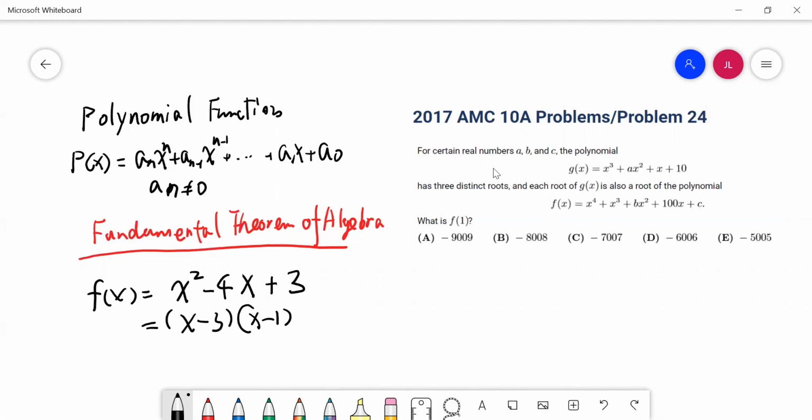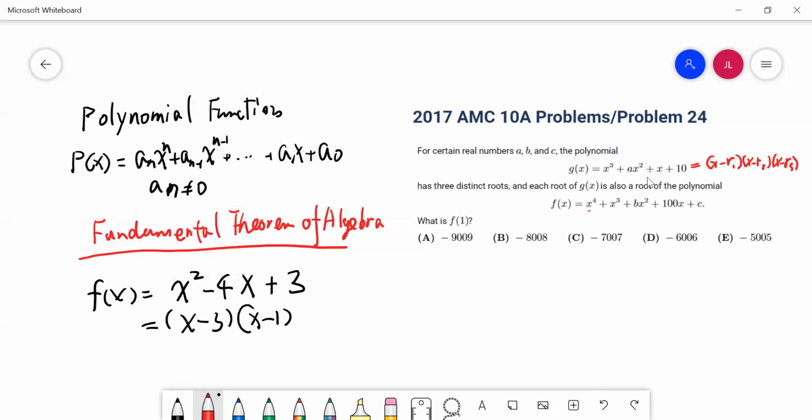Now we look at this one. For certain real numbers a, b, c, the polynomial g(x) is third degree, so this tells you it has three roots. We can factorize it as (x minus the first root) times (x minus the second root) times (x minus the third root). These roots could be real numbers or complex numbers. If you look at f(x), the fourth degree, it's going to have four roots.